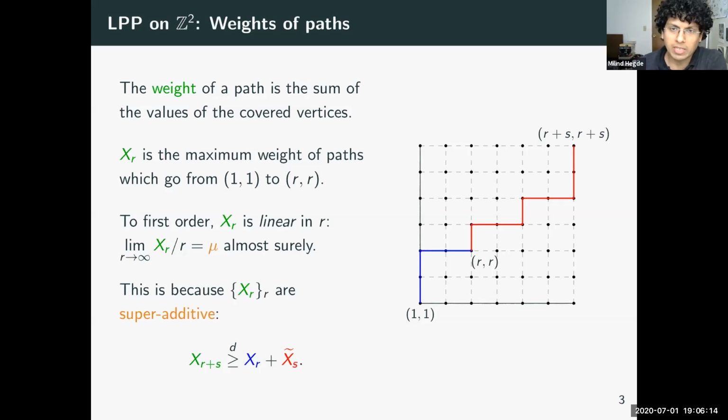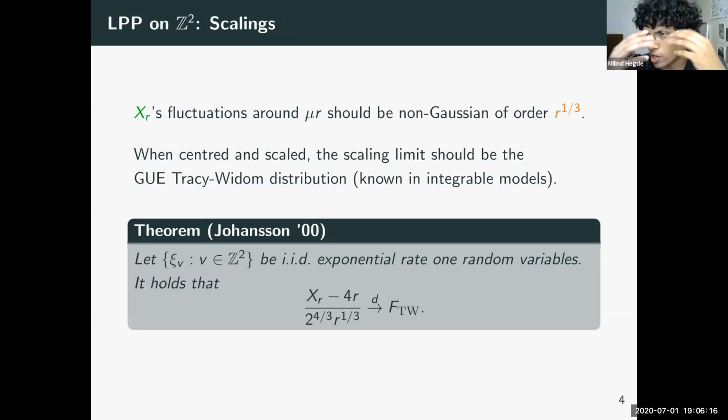Okay, so this is the leading order term. Of course, after the leading order term, we also have fluctuations around it. And it is believed that the fluctuations of X_R will be non-Gaussian and of order R to the 1/3. If it was Gaussian, it would be R to the half. But because you're doing this maximization over all possible paths, you reduce the fluctuation. And it's a lower order term of 1/3.